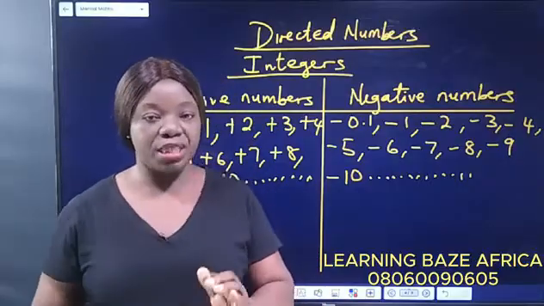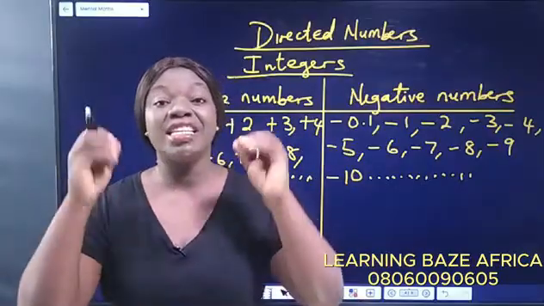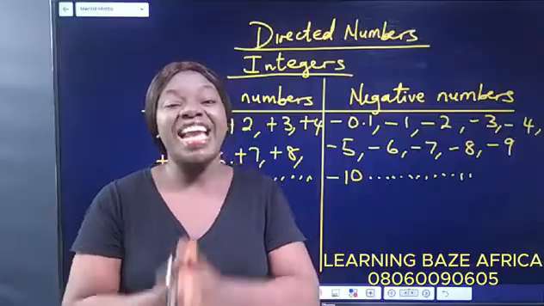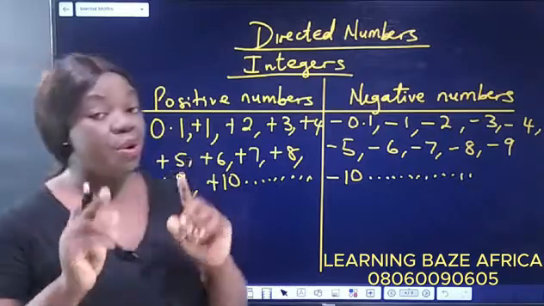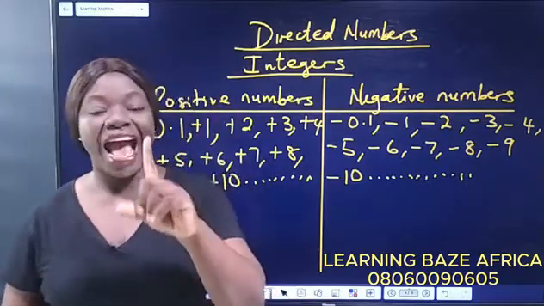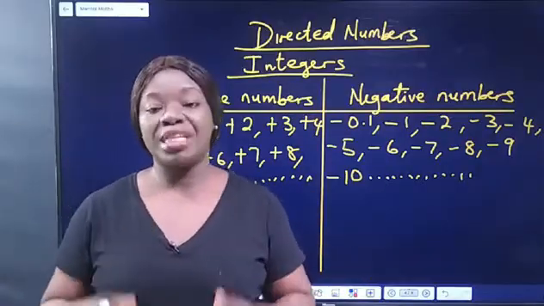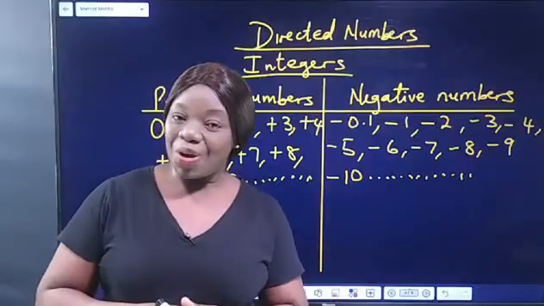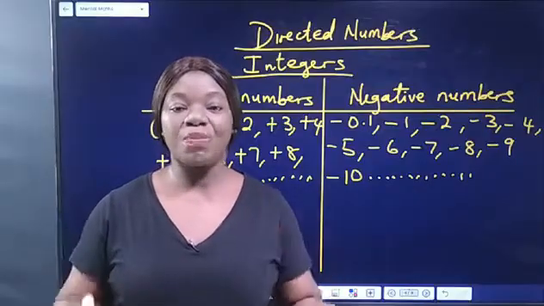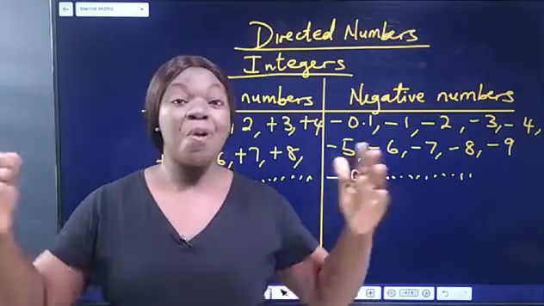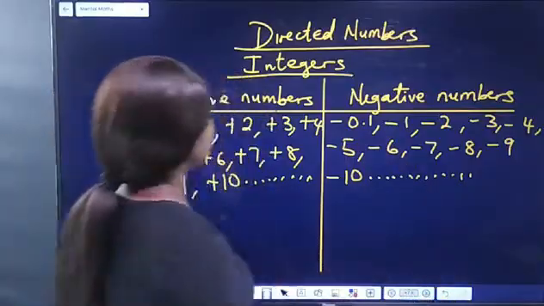Now the midpoint of the negative and the positive numbers is 0. 0 is neither positive nor negative. That's why you can see that I started from 0.1. But 0 as a number is neither positive nor negative. So 0 is always at the middle. I hope you got that. Now let's move on to addition, subtraction, multiplication, and division of positive and negative numbers. They are known as integers.